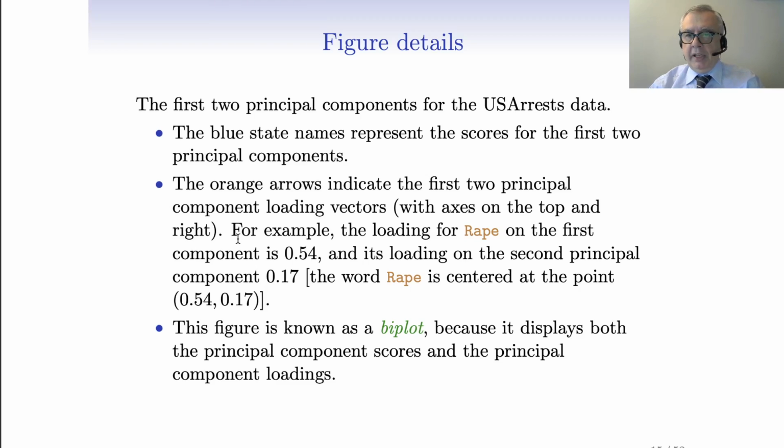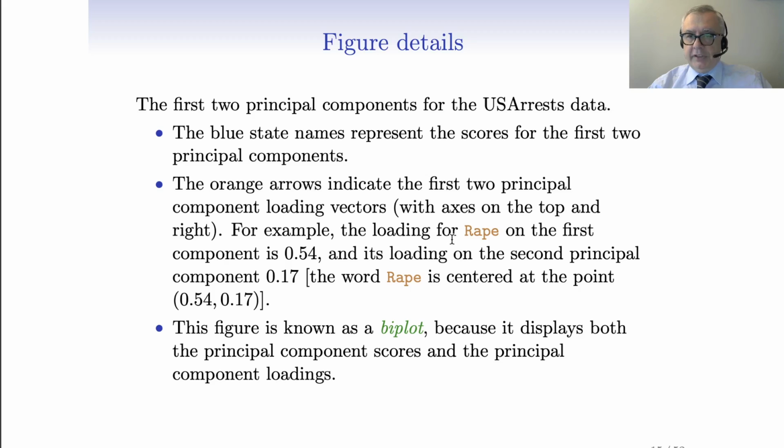So the blue names are my states. And how do I find the position of the states in the biplot? Just by using their scores. So if I have one of the 50 states, it will have a score for each of the principal components. So I just take the first score, the second score, and I have X and Y that I can use to plot the state in the plot. The orange arrows are the loading vectors of the first 2 principal components.